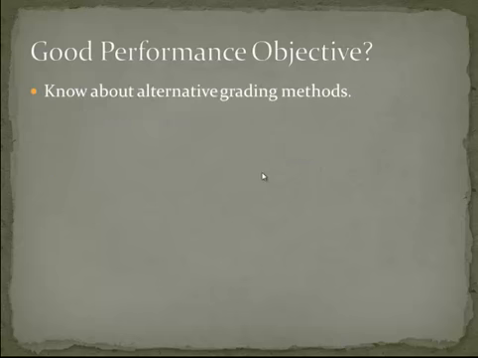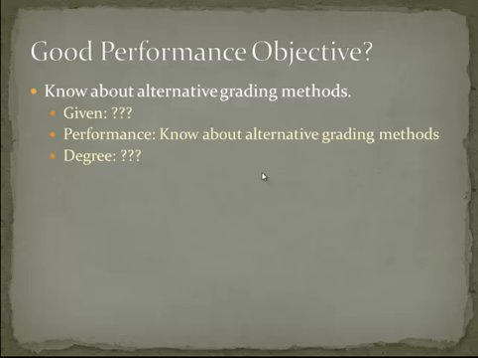About this one, is that a good performance objective? Not so much. I don't know what the given is. That's not necessarily a bad thing. The performance is know about alternative grading methods, but can you observe knowing? Can you measure knowing? And the degree isn't there. What do I need to know about alternative grading methods? How many alternative grading methods do I need to know about? All of those things should be in my performance objective.